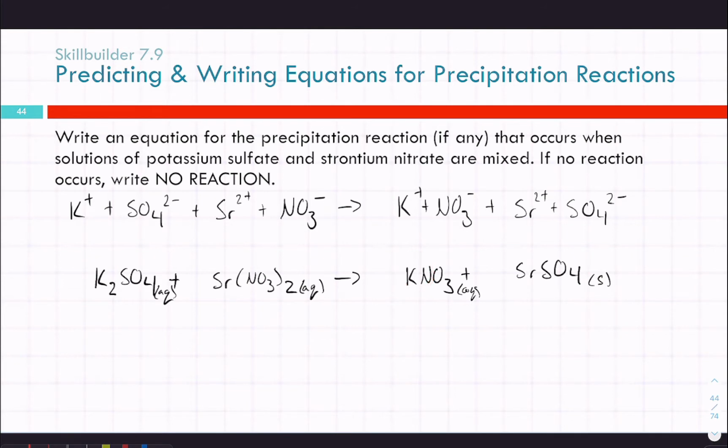So we'll add a coefficient here. Now that we have properly balanced compounds, we can't change any subscripts. So we just add coefficients. So now we have potassium balanced, 2 potassiums, 2 potassiums. But by adding this 2, we've also changed the number of nitrates.